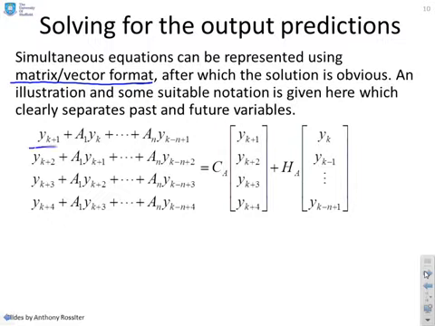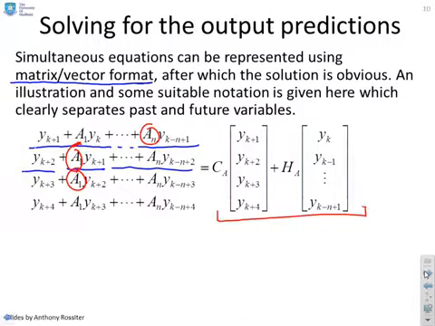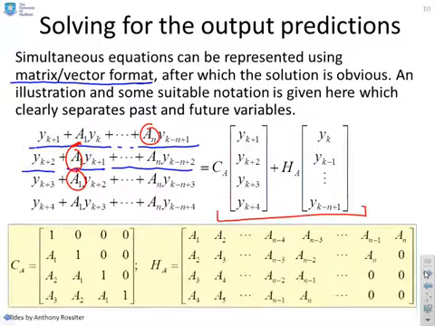So I've got y_{k+1} plus a1 y_k all the way down to a_n y_{k-n+1}, y_{k+2} plus a1 y_{k+1}, and so on there. And what I'm going to do is say, if I separate this between the parameters, that's all these a terms, and then the data, then I can actually express it in this form here. And if you're saying, well, what's in this CA, what's in this HA, you can see CA is given by this matrix down here.